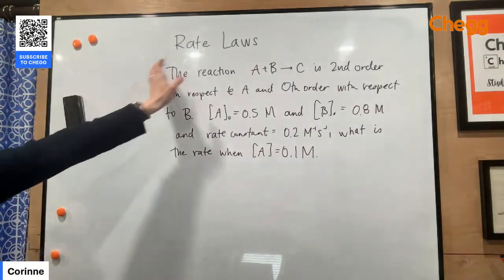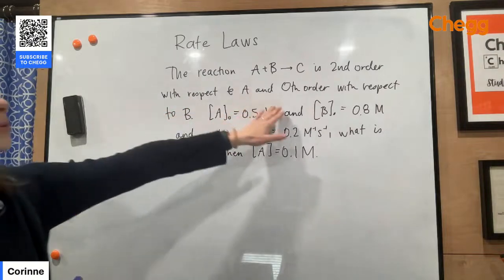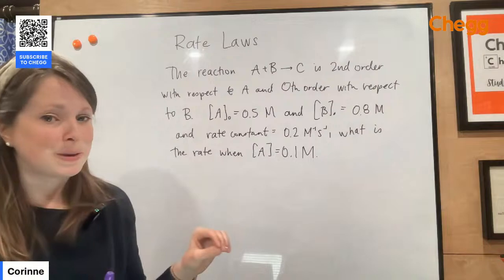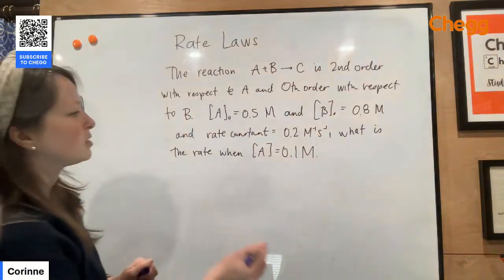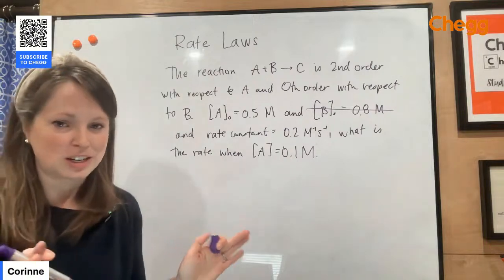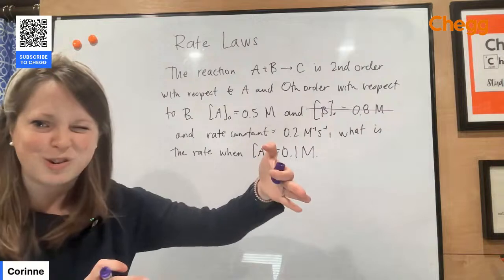So we know we have a reaction. It's a pretty simple reaction. It's second order with respect to A and 0th order with respect to B. What does that mean? That means the concentration of B does not impact our rate. So you know what we're going to do right away? We're going to cross that out. We don't need that information. That's like our excess reactant in a stoichiometry problem. We can just ignore it for now.